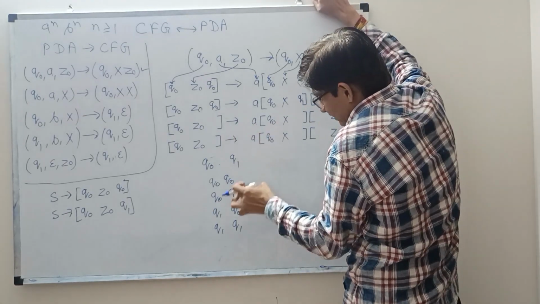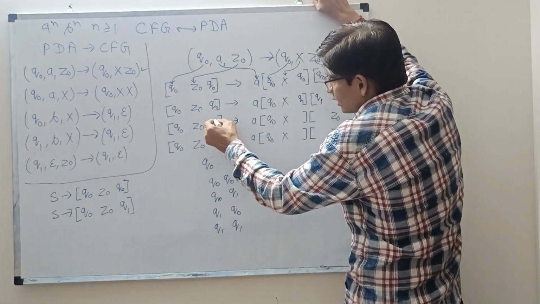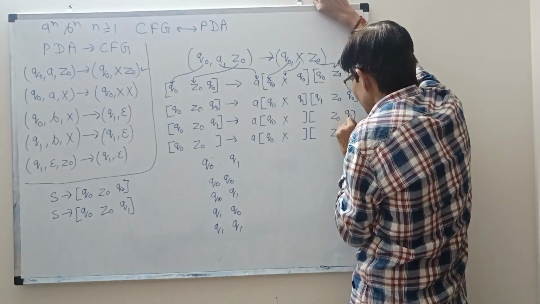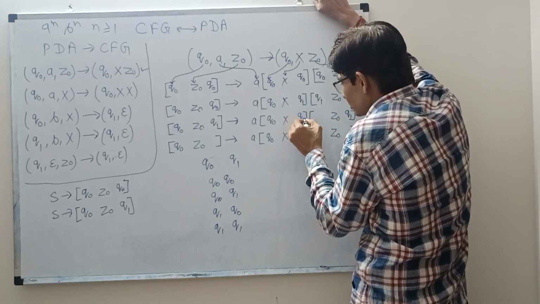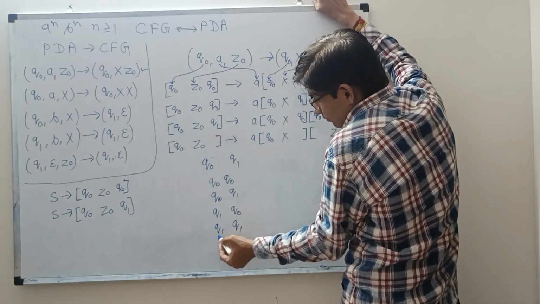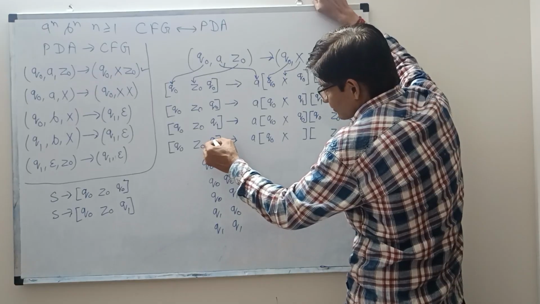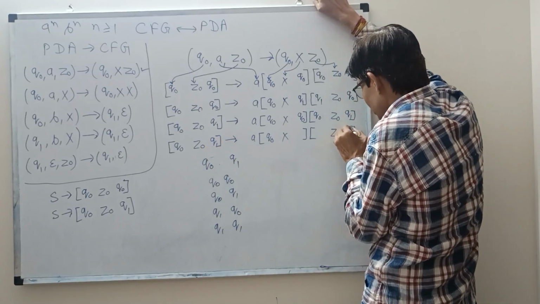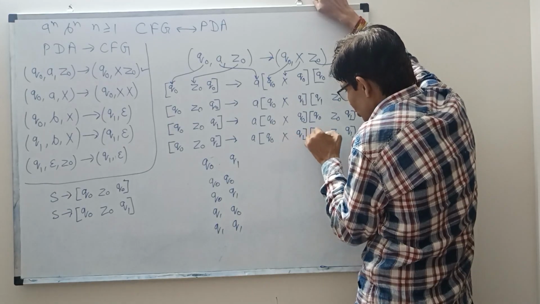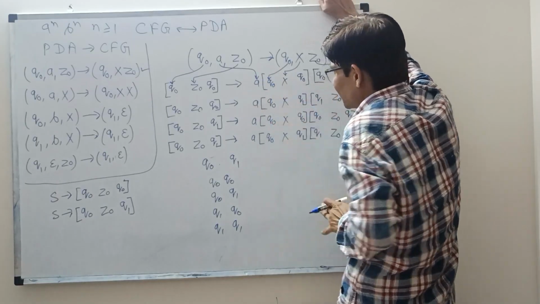Now in the third production rule, we can use the third combination. So here I can write Q1, so it will be copied here also. Here I can write Q0, so it will be copied here also. Now in the last production rule, we can use the fourth combination. So Q1, then Q1, and then Q1, and then Q1. So now all these four productions are completed.